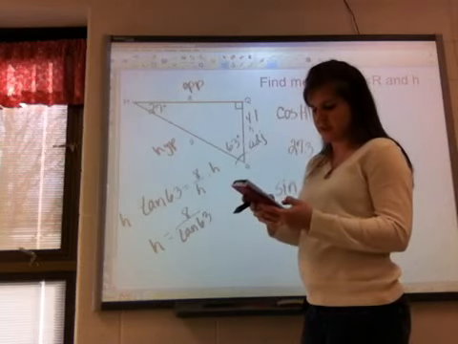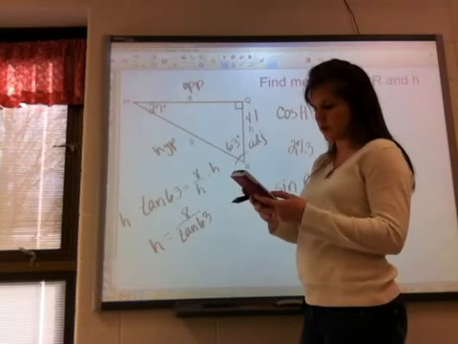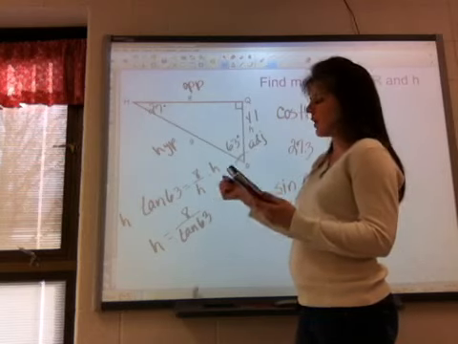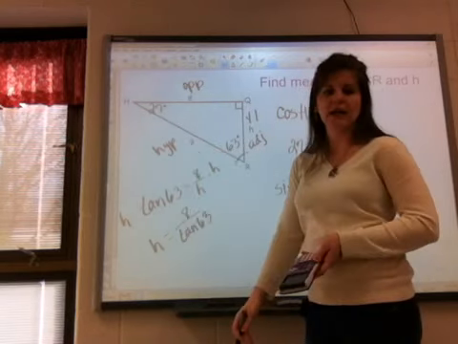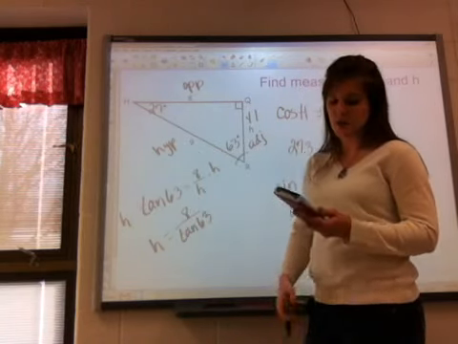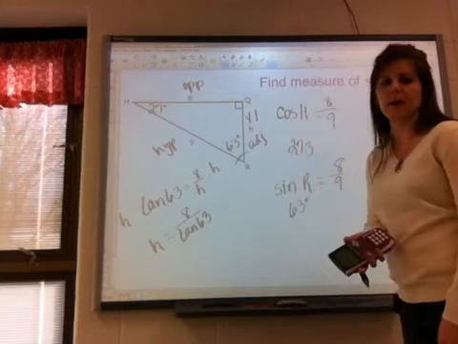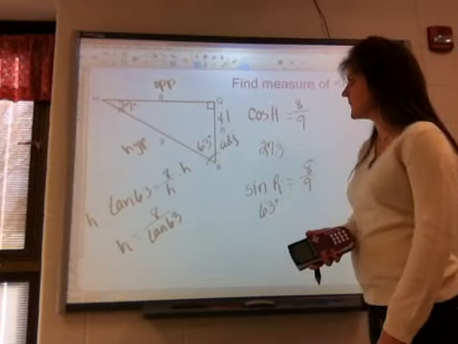We can check it using Pythagorean theorem. 4.1 squared plus 8 squared is 80.8. We know that 9 squared is 81. 80.8 would round up to 81. So I must have done my math correctly.